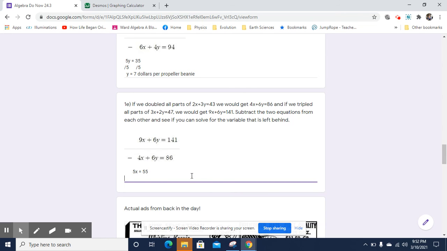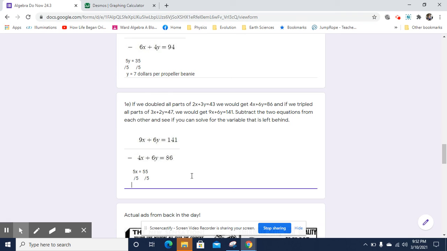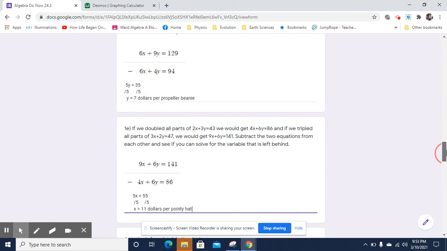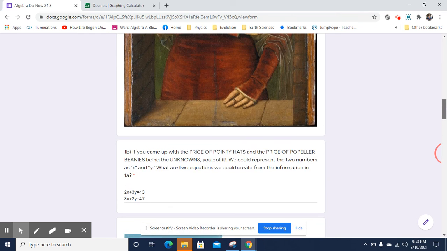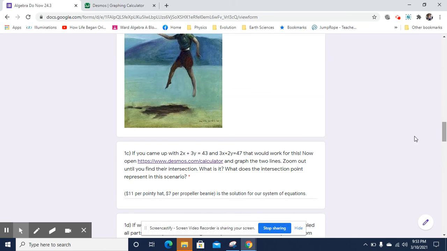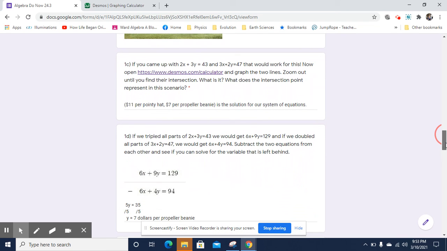We will divide both sides by 5 to isolate the x and interrogate it and find out its secrets. So 5x divided by 5 is just x, and 55 divided by 5 is just $11 per pointy hat. And those are the two numbers we got when we graphed. $7 for a beanie and $11 for a pointy hat. And in fact, that was what we got. We got $11 per pointy hat and $7 per propeller beanie.